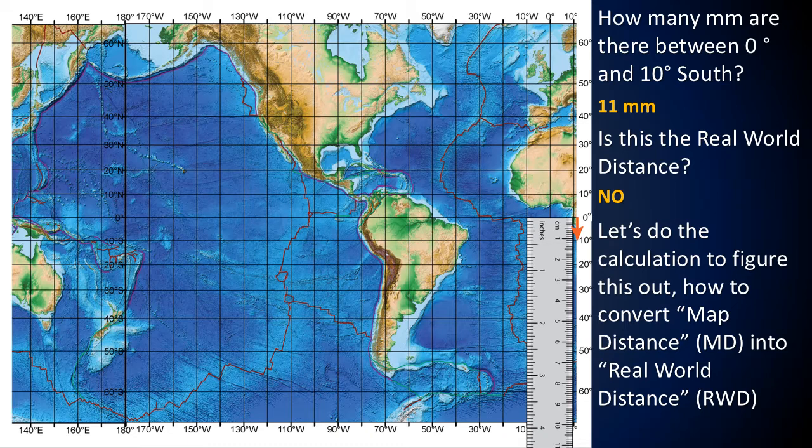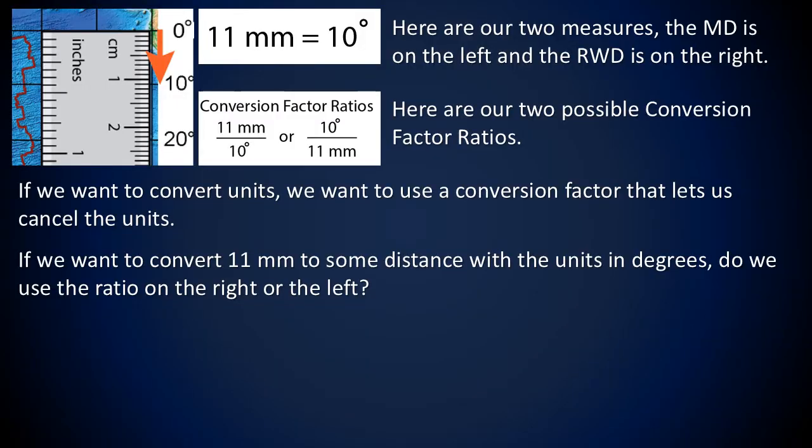How to convert map distance into real world distance. Here are our two measures. The map distance is on the left and the real world distance is on the right. From this, we find that there are two possible conversion factors: 11 millimeters per 10 degrees or 10 degrees per 11 millimeters. If we want to convert units, we want to use a conversion factor that lets us cancel the units.